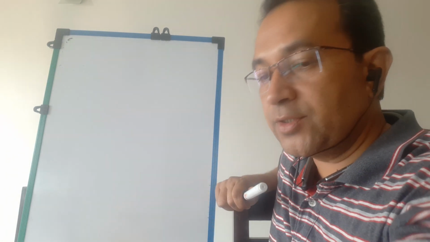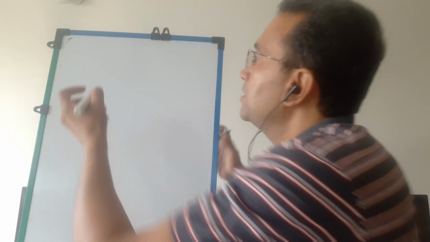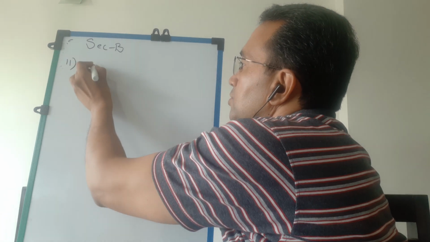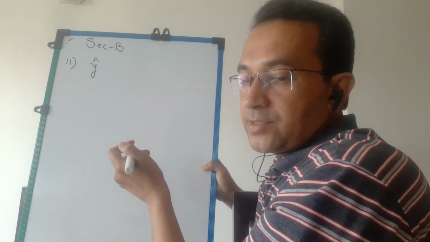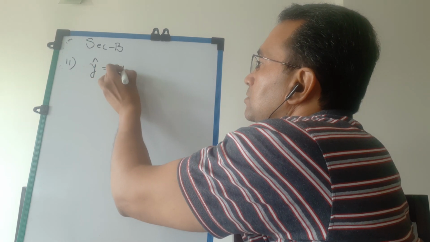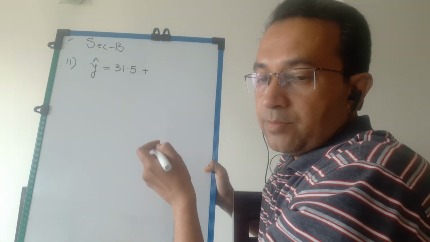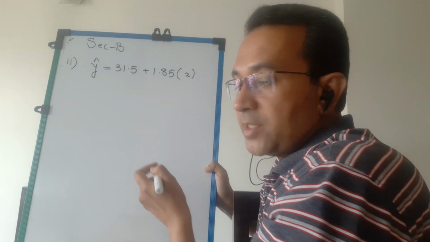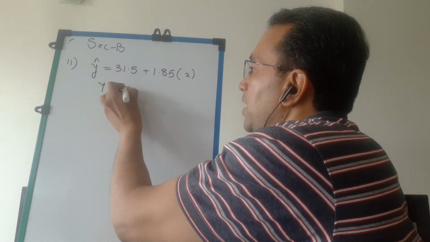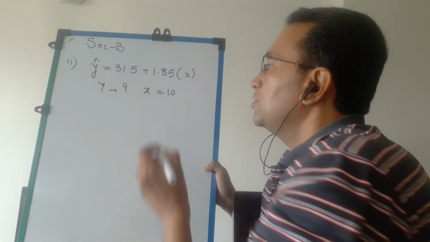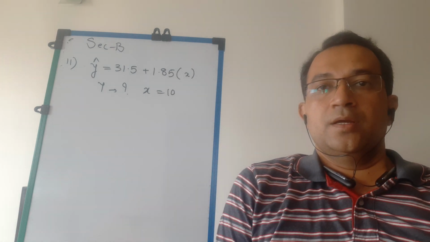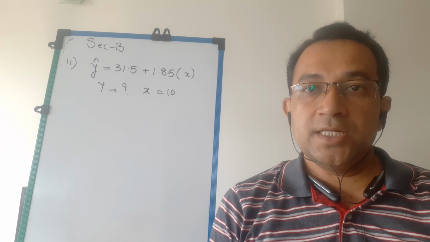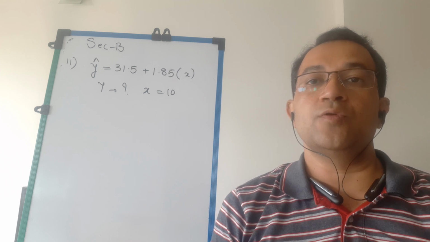What is given in the 11th question? Regression line is given as y cap is equal to 31.5 plus 1.85x. Estimate y. Find y when x is equal to 10. Now students, nothing can be easier than this. Estimate y for x is equal to 10.